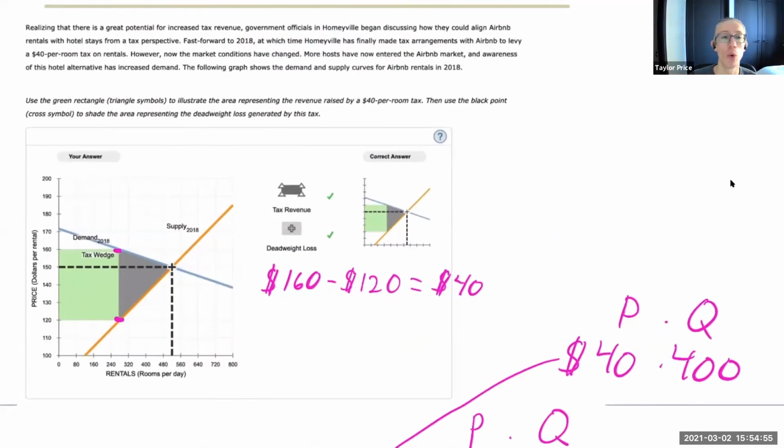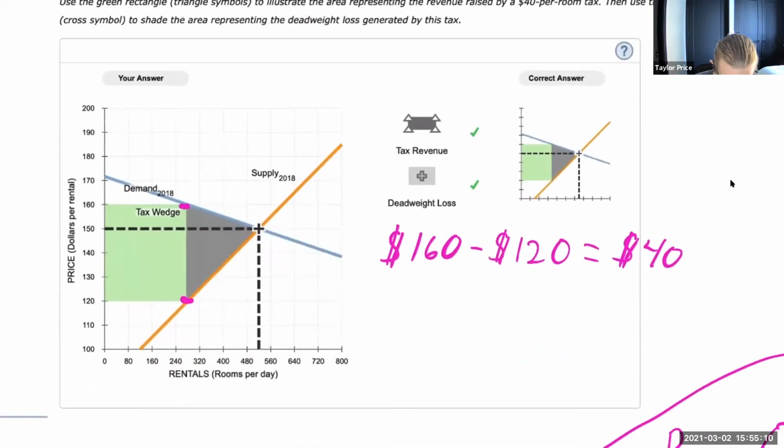Okay, so then for the 2018 version, what we can see is basically the same thing is happening. There's a $40 tax, but now there is this difference here between the buyer and seller. So note that the prices are different. Buyers are paying $160, whereas sellers are receiving $120. So that's still the $40 tax difference, but arrived at in a different way.